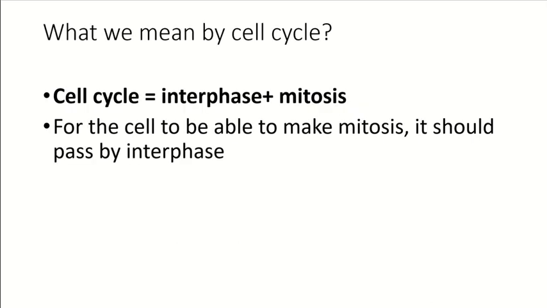Hi guys, today we will explain identical reproduction and cell cycle. First of all, what we mean by cell cycle. Cell cycle is interphase plus mitosis. So for any cell to be able to make mitosis, it should pass by interphase. Now, which type of cells have cell cycle?